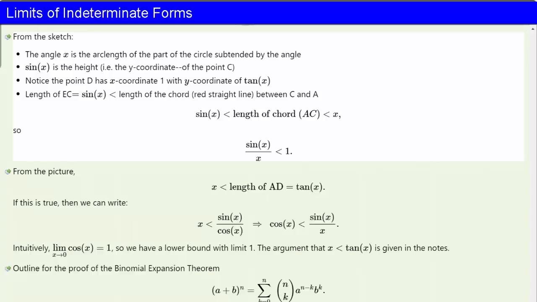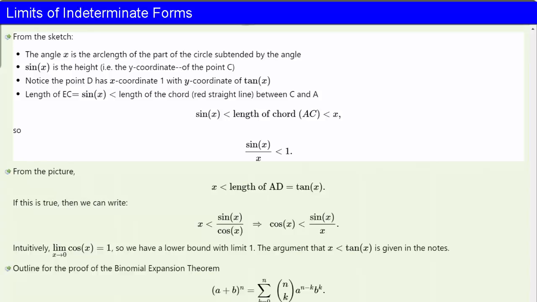They are fundamental. It is clear that the length of EC, which equals sine x, is less than the length of the chord or straight line between C and A, since that chord is the hypotenuse of a right triangle with side EC. The chord, in turn, is the shortest distance between A and C, so the arc length x, which reaches from A to C along the circle, is greater than the length of the chord. What you get from all of this is that sine x is less than the length of the chord between A and C, which is less than x.